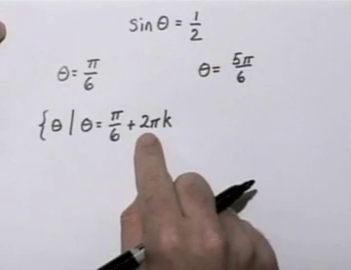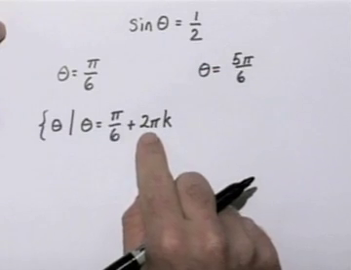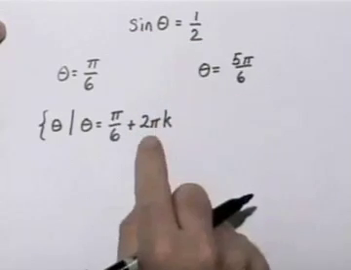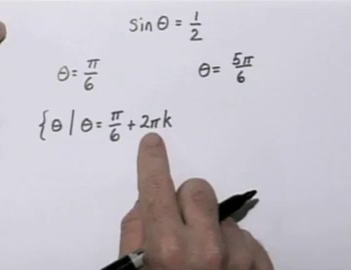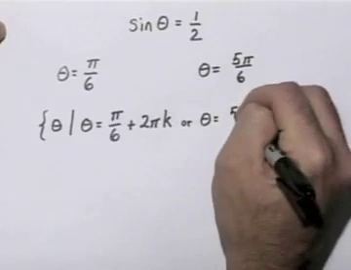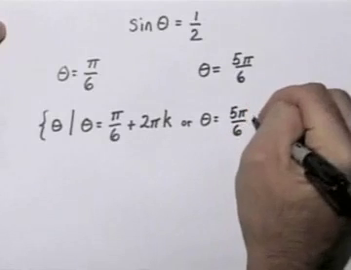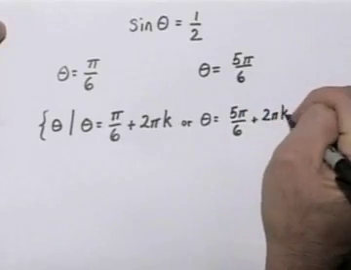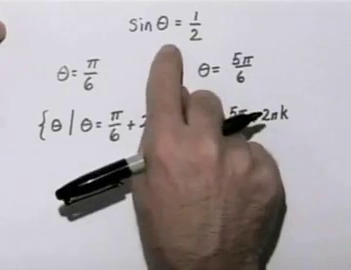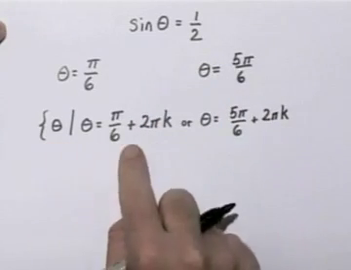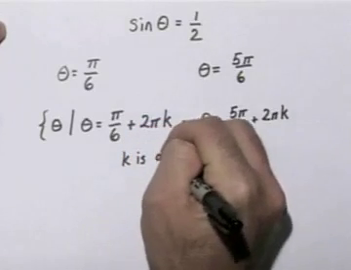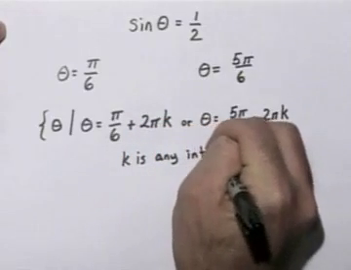So if we add any integer multiple of 2 pi, we're going to have an angle whose sine is 1/2, again because of the periodicity of the sine function. Likewise, if I add or subtract any integer multiple of 2 pi to 5 pi over 6, I'm also going to have an angle whose sine is 1/2. So I write my complete solution set as follows, where k is any integer.